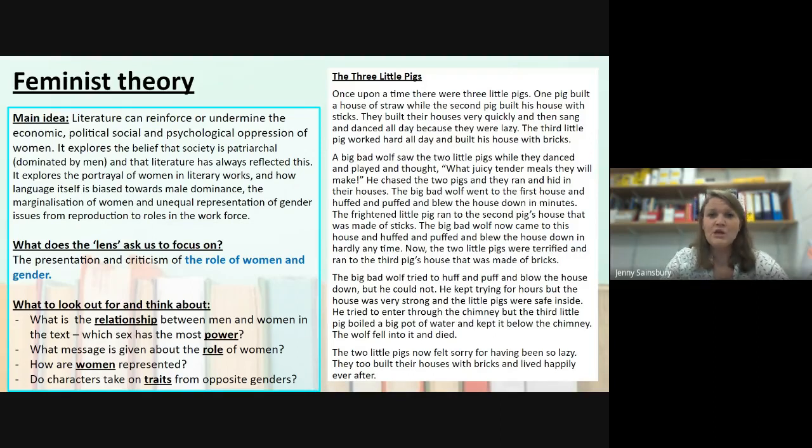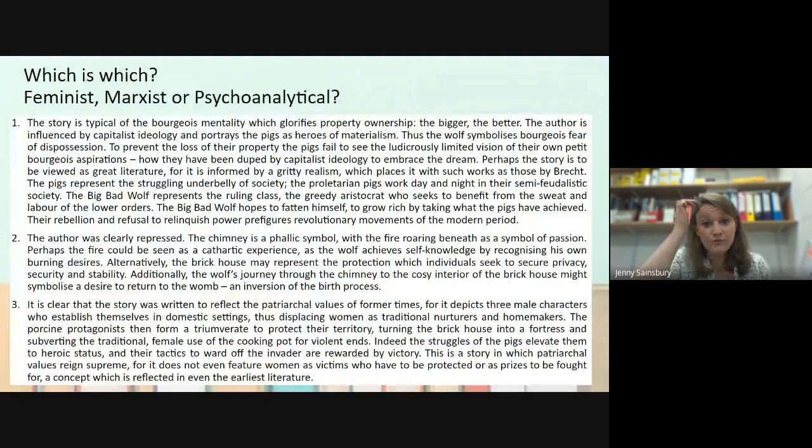Okay, so what we've got here are 3 interpretations of 3 Little Pigs, and you're going to pause the video and have a quick read of it and see if you can work out which one is feminist, Marxist, or psychoanalytical. Okay, so just jot down 1, 2, 3 and see if you can work out which is which. There are clues in the first sentences for each one, but do make sure that you read the whole paragraph. Pause the video and have a go.